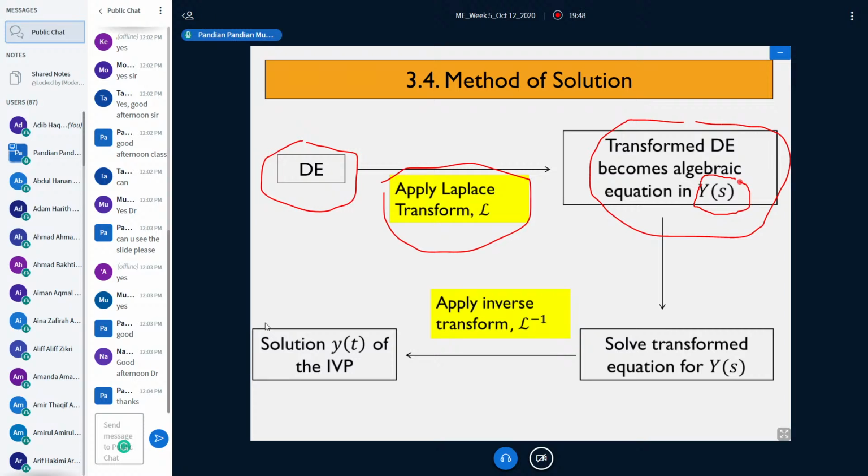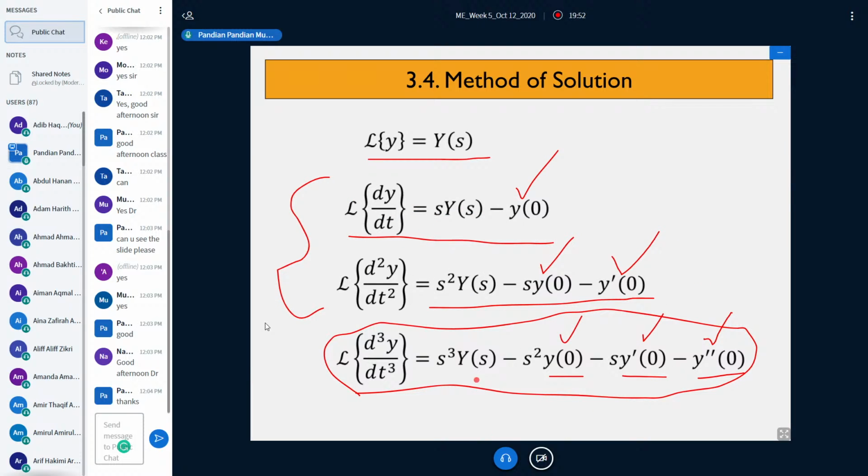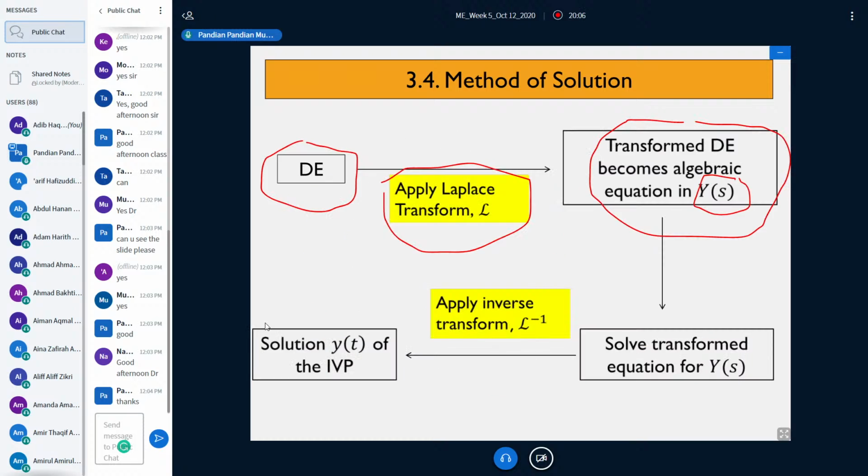Just now you saw all Y(s) terms. You see here on the right hand side, all Y(s), Y(s), Y(s), but y0, y dash 0, these are the initial conditions. We will plug in the values inside here. So the variable is Y(s). So the Y(s) is a function in algebra. You see the word algebraic comes from algebra. So this Y(s), what is Y(s)?